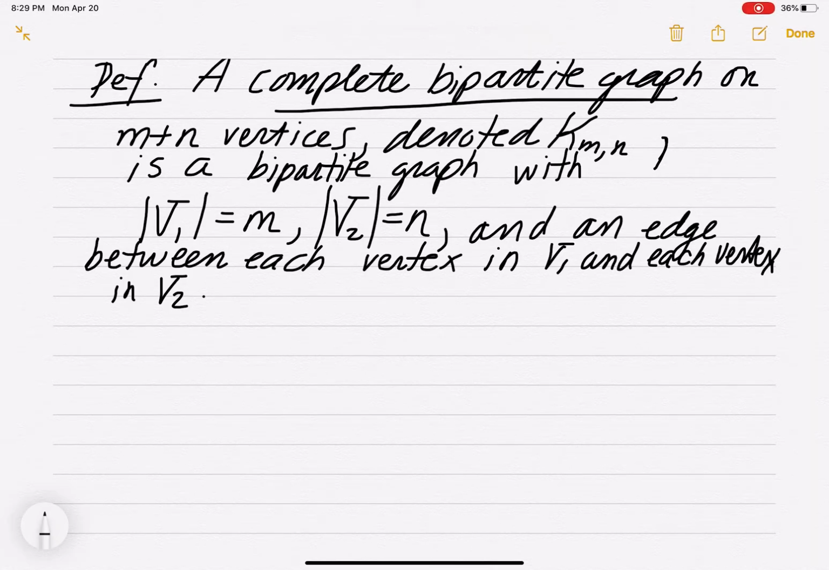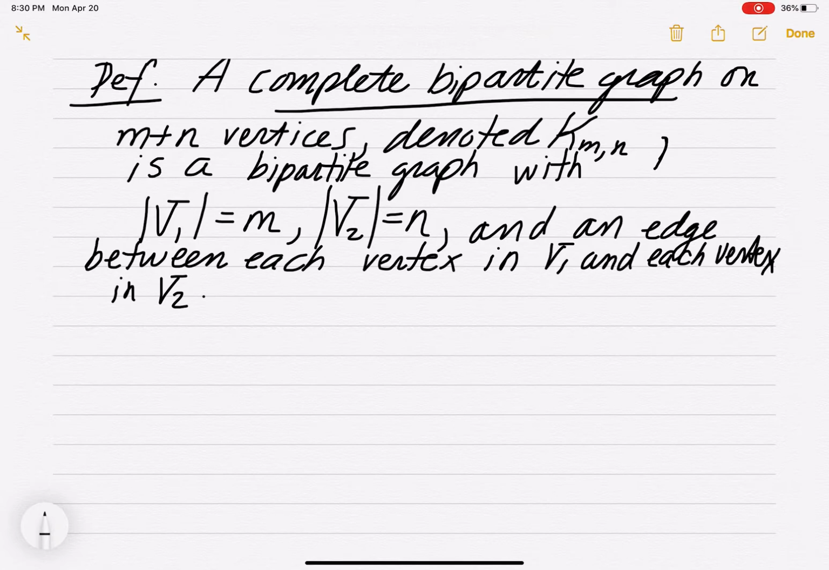So I think this should be our last video on 5.2, which is about special graphs and terminology. We still have one special type of graph that we want to look at called the complete bipartite graph.